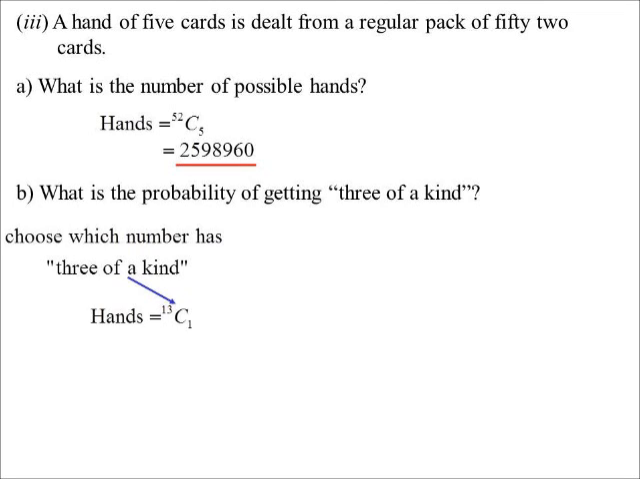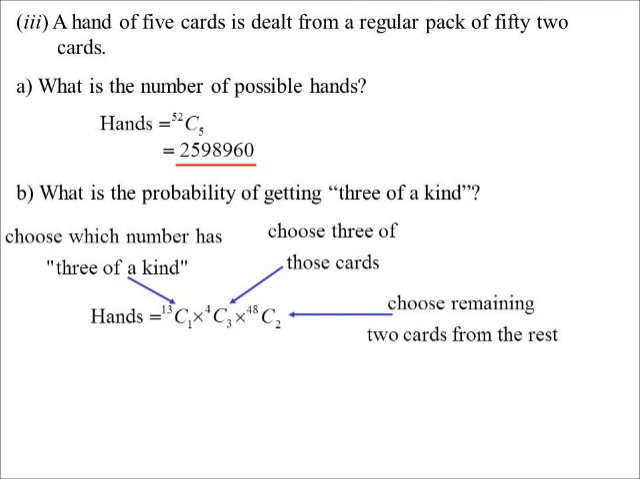So that's 13C1. Now, there's 4 of those numbers in the pack. There's a heart, a diamond, a club, and a spade. So of those 4, I want to get 3 of them. But I've only got 3 cards. I need to get another 2 cards now. So from 48 remaining cards, I'm going to choose 2 of them.